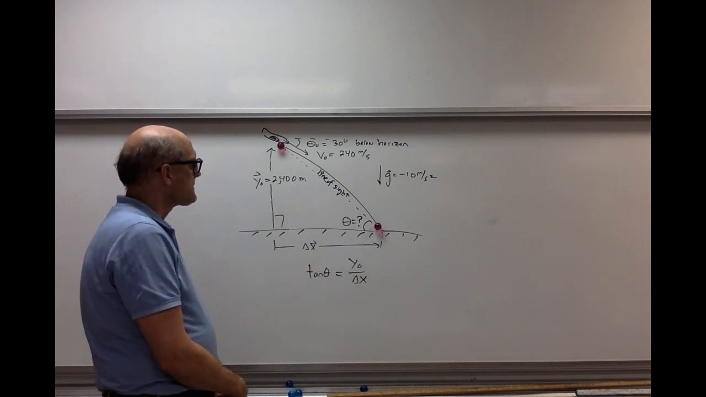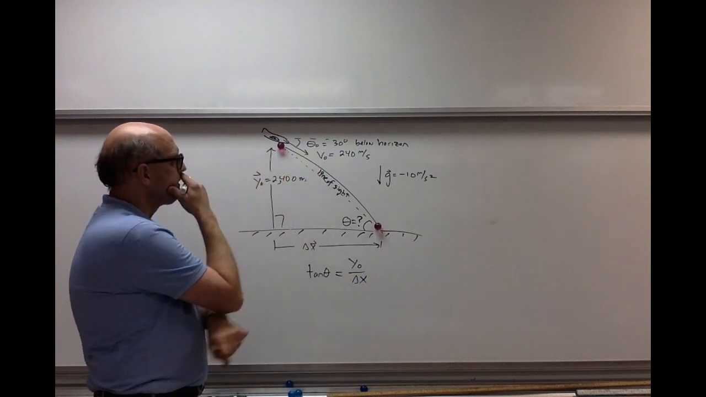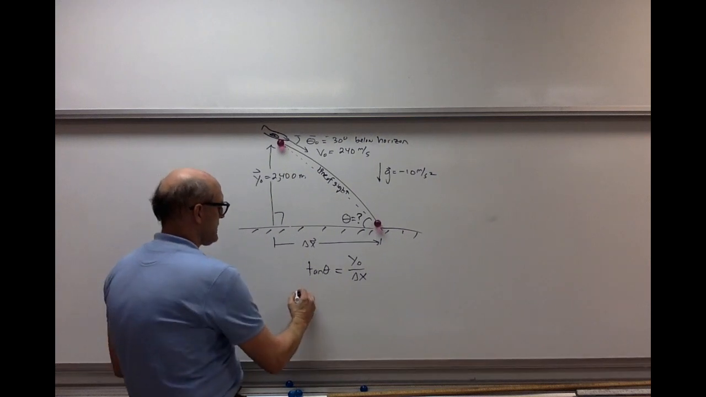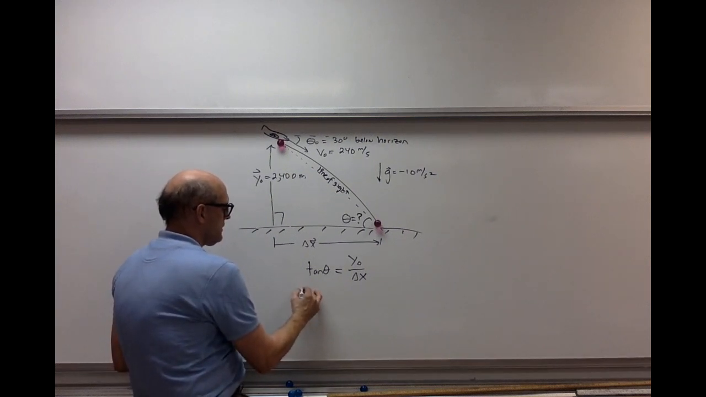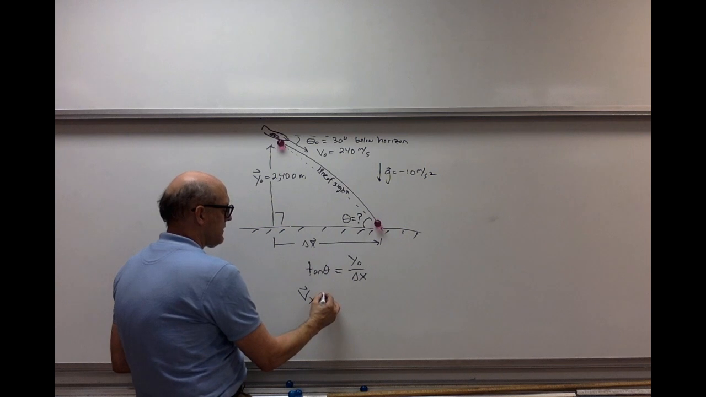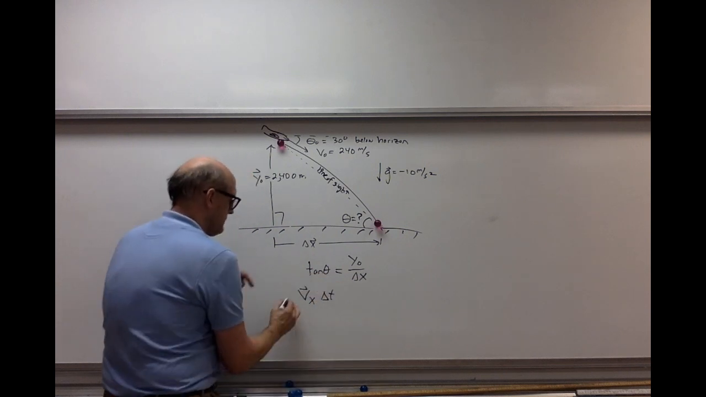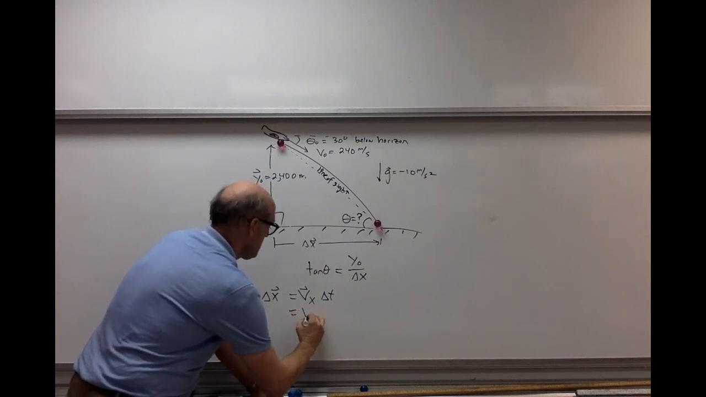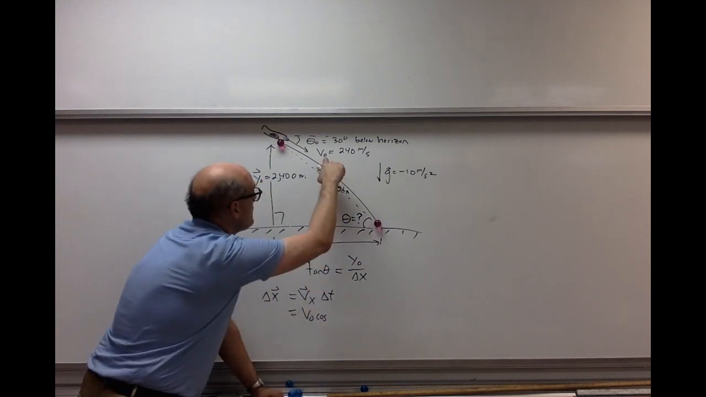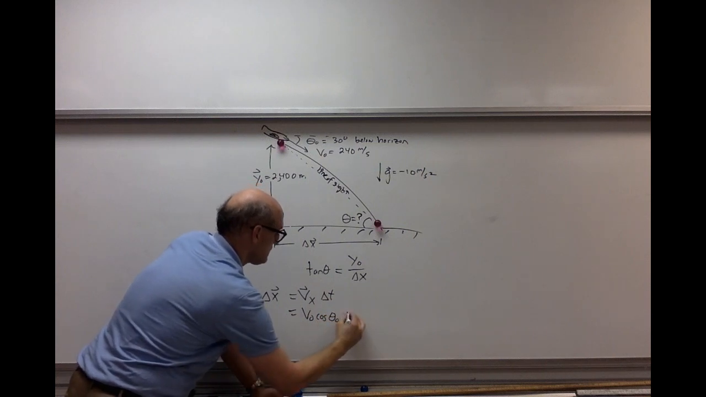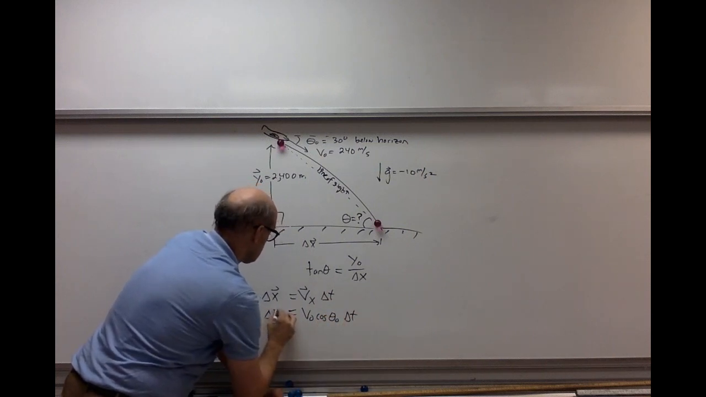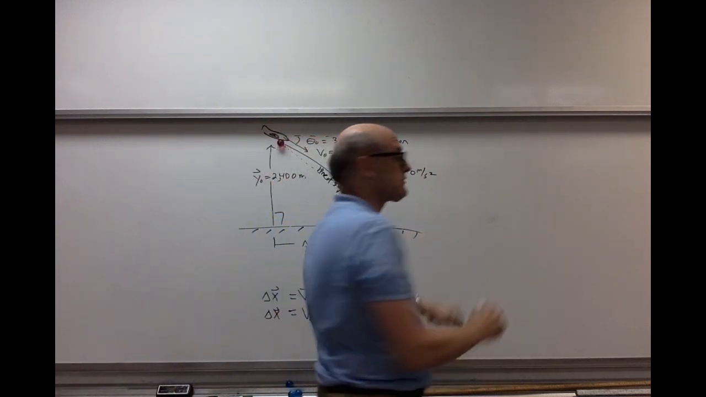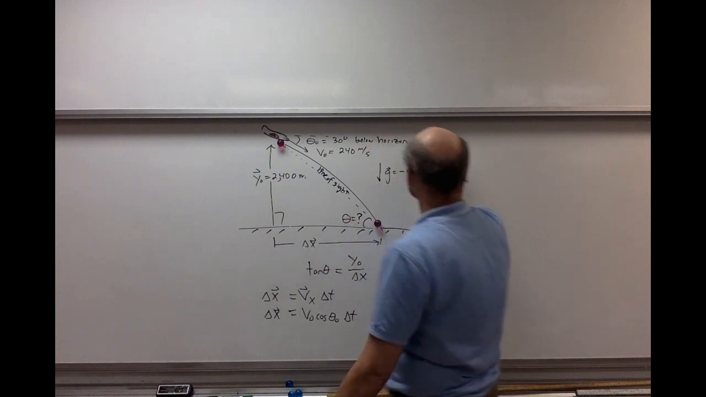So to do that, I know v0, I know theta. I can find the x part of v0. And if I take the x part of v0 and multiply that by time, that will give me the displacement in the x. So the x part is v0 times the cosine of theta, 30 degrees. To get time, I have to look at the vertical motion. Okay, and I'll do that right here. Yeah, this will be fine.